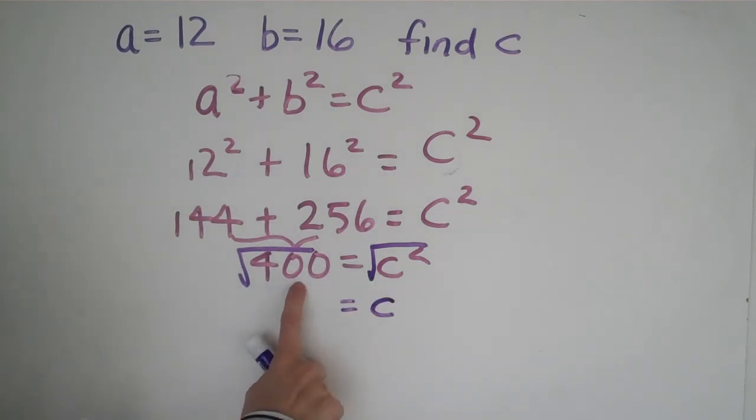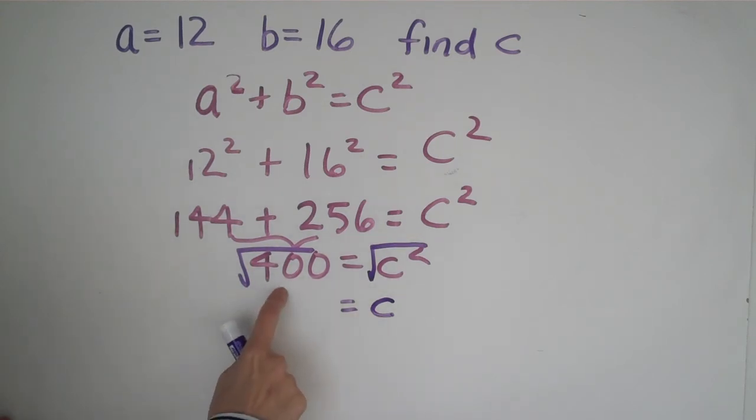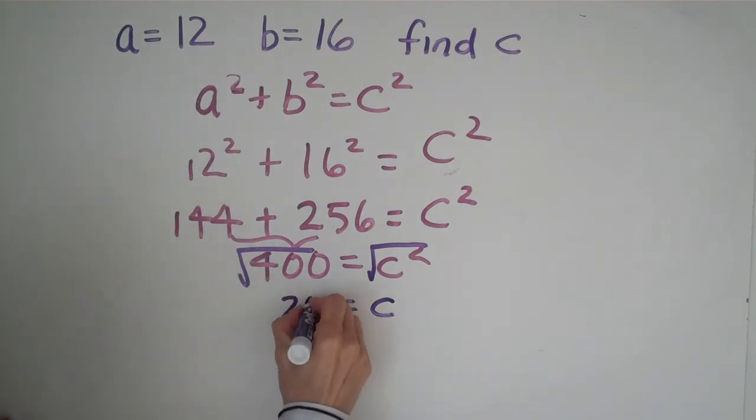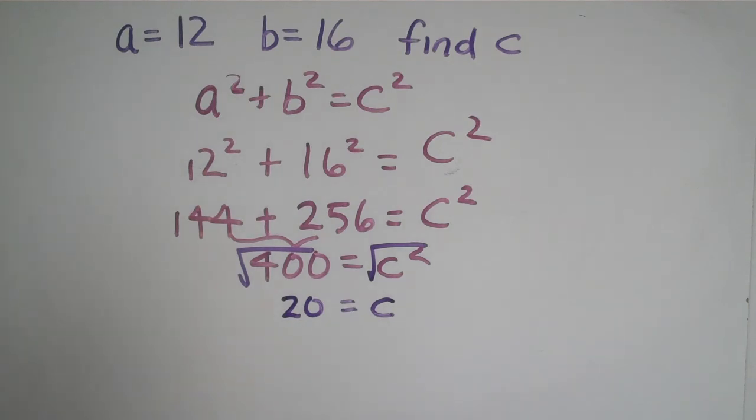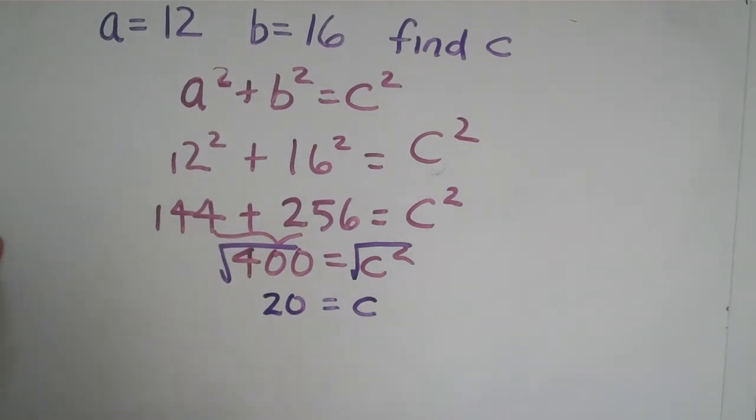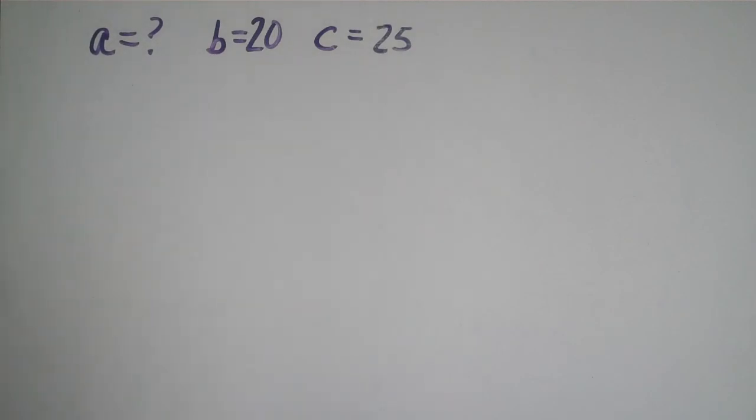The square root of 400 means what times what? The same number times itself will equal 400, right? So the square root of 400 is 20. So this answer is 20. It's 20 equals c. Okay, so let's move on to the last one.